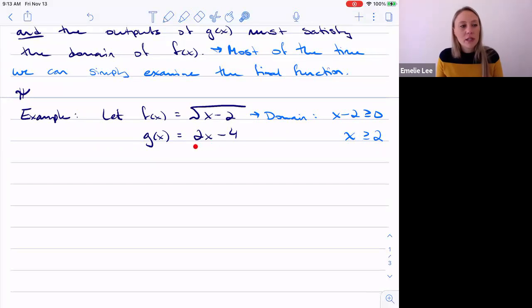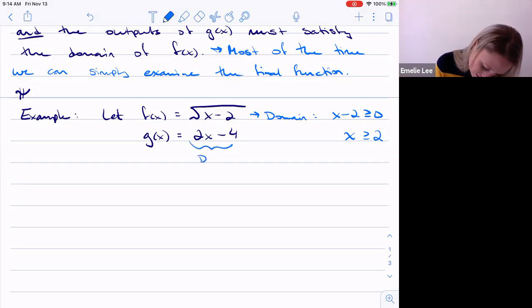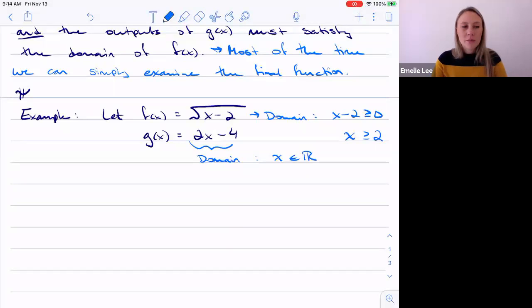Here, if we're looking at 2x minus 4, there are no restrictions. I can plug in any value of x and I'll be able to compute what g of x is, no problem, right? As soon as you see something like this, a polynomial of sorts, just a bunch of x's on the same line, so no division, no logs, no square roots, then the domain is going to be all real numbers. So here, the domain is that x is in the set of real numbers, or from negative infinity to positive infinity, that's fine too. That's the set of real numbers.